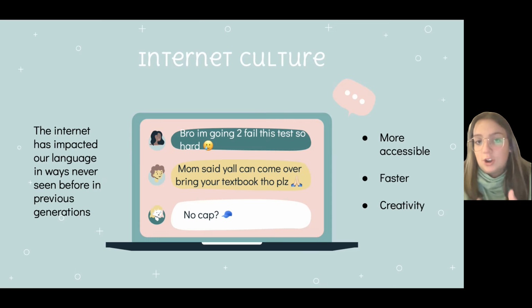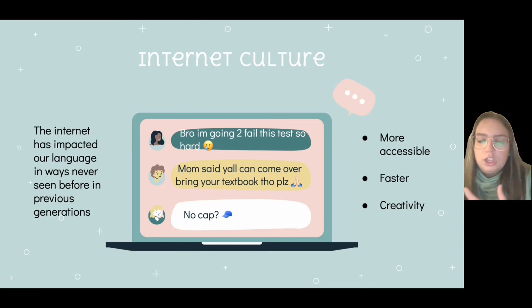The physical sources are not used heavily. You can just, like I said, Google it. This also makes it faster. You can learn languages faster. You can also spread languages faster.